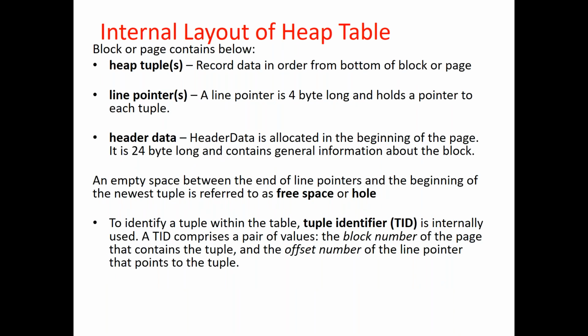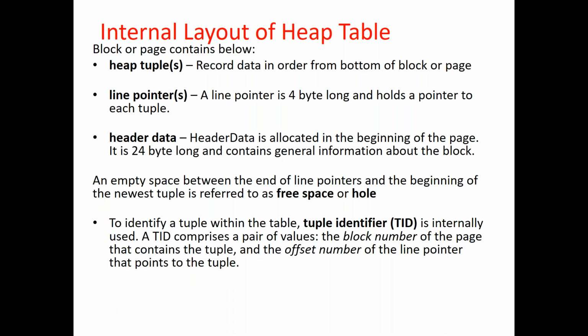So this is the way it is designed. Each block, or each page, has a header. The header is there at the beginning, which is 24 bytes long, and it contains the information about the rows, or tuples, contained in that particular block or page. A tuple identifier pointer is there, which will identify that particular tuple.